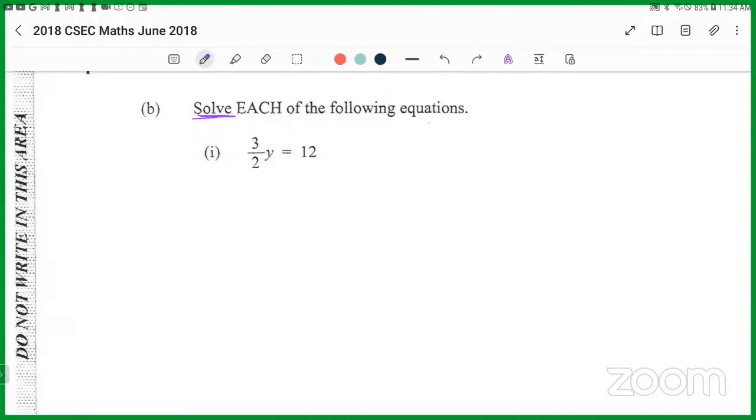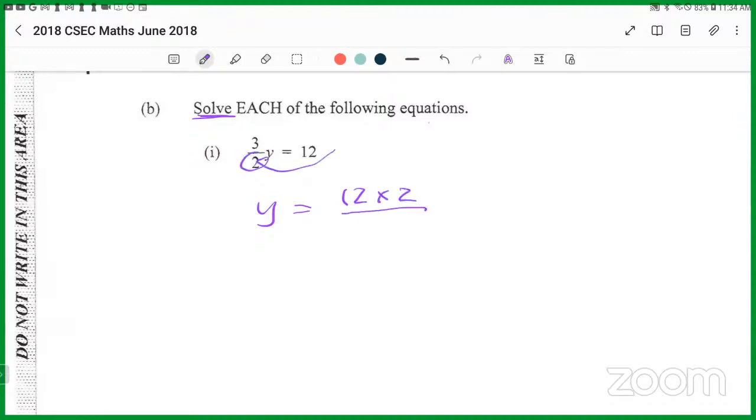This side, I can get rid of this 2 by multiplying it up here, and get rid of this 3 by dividing it under here. So I can cross multiply and cross divide. Because this 2 under here is dividing, I'm going to multiply it up here. Because this 3 up here is multiplying on the top, I'm going to divide it under here and leave y as the subject. So y becomes equal to 12 times 2.